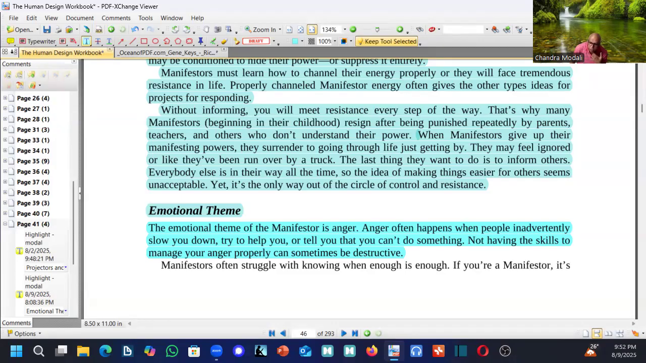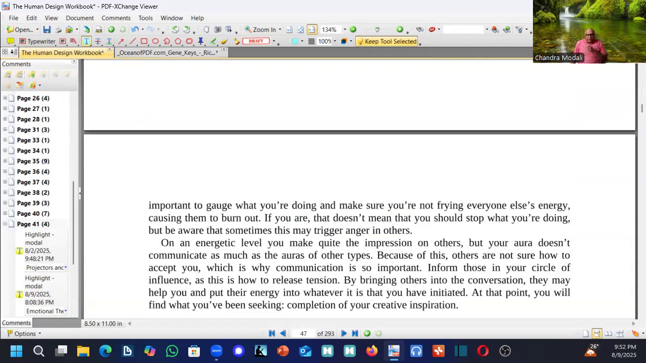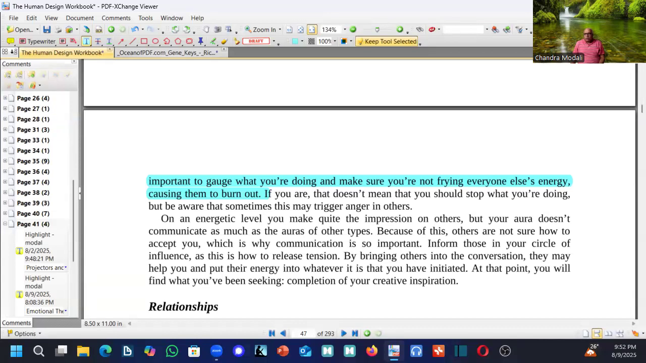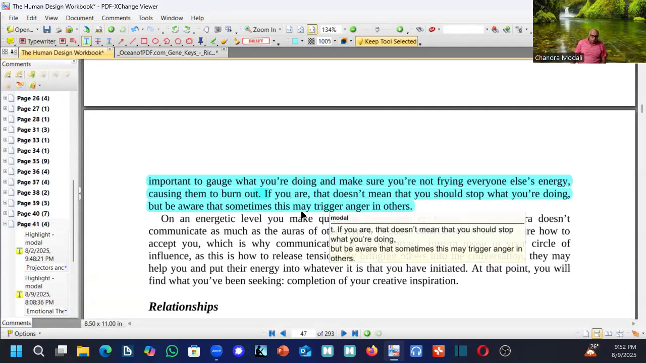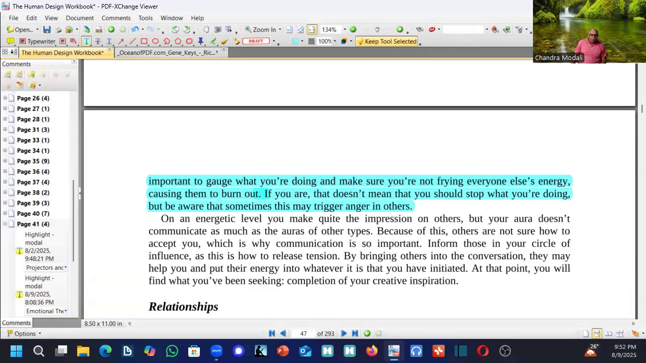If you are a manifestor, it's important to gauge what you are doing and make sure you are not frying everyone else's energy, causing them to burn out. That doesn't mean that you should stop what you are doing, but be aware that sometimes this may trigger anger in others. You need to be aware of that quality which is there in you and then increase your tolerance. I don't have this quality. I expect others to perform the way I perform.